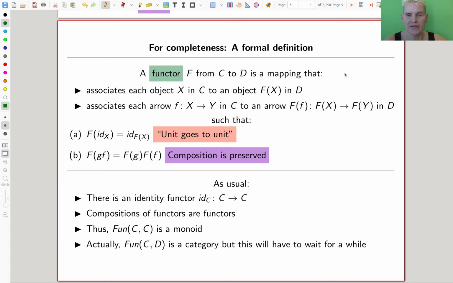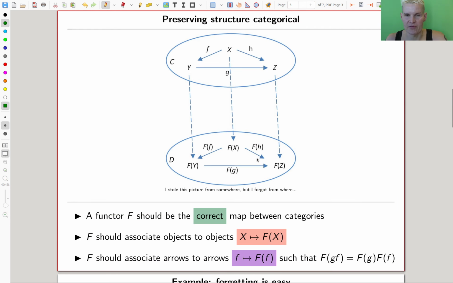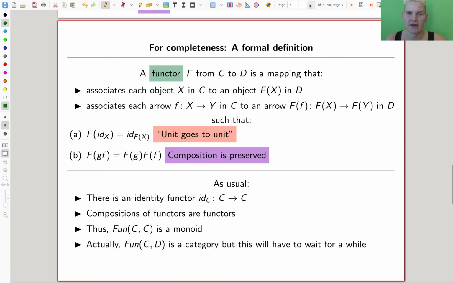So for functors, you associate something to every object, and you associate something to every morphism, such that composition is preserved. It's really like this type of picture, right? Y goes to F of Y, f goes to F of f, X goes to F of X, such that this little f here goes now between those two, and then composition is preserved. We have identity functors, compositions of functors are functors, functors form a monoid because compositions of functors are functors, and actually they form a category.